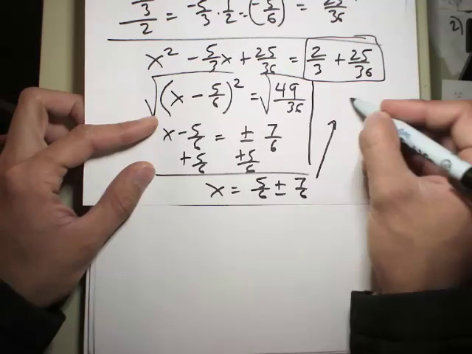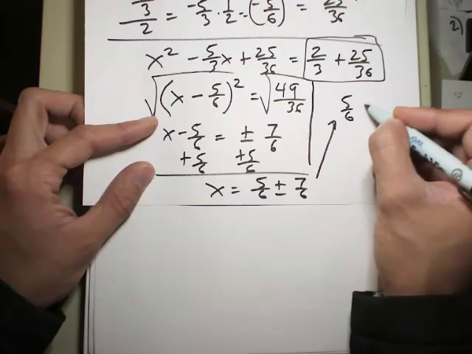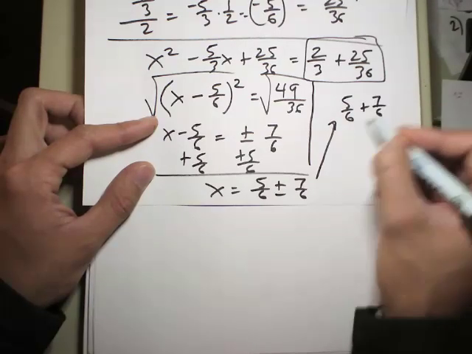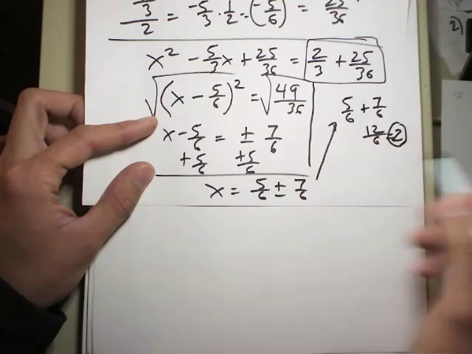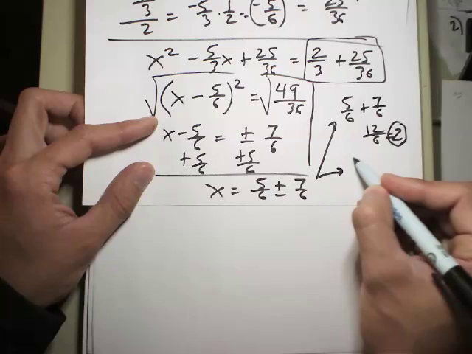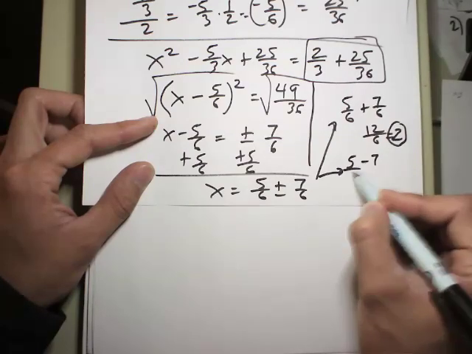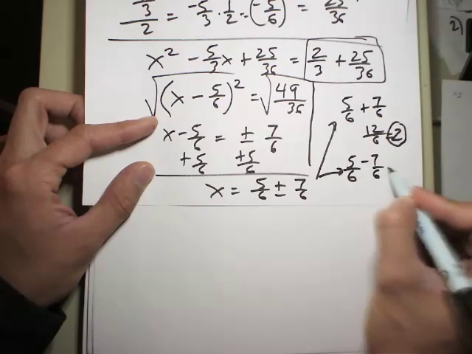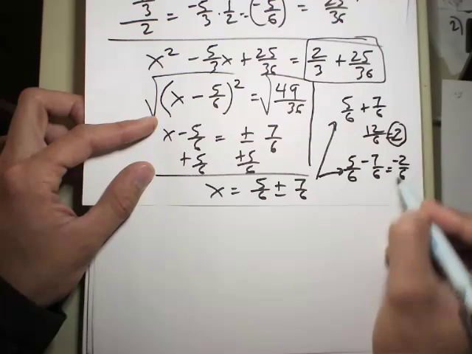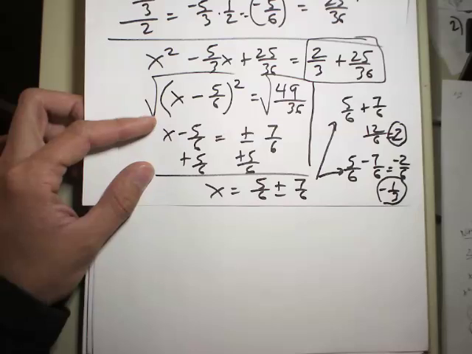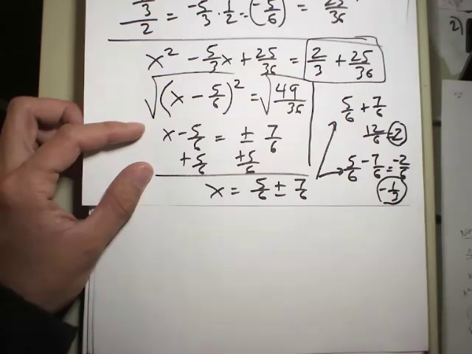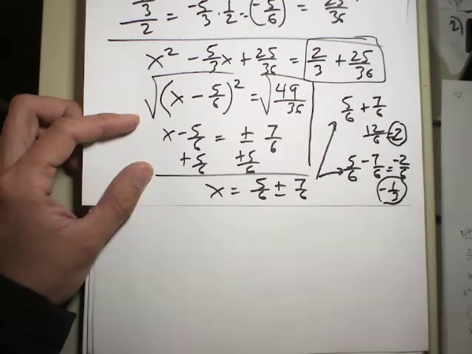Here's the positive case. 5/6 plus 7/6 ends up being 12 over 6 or 2. So that's one possible answer. The other case is the minus case. So it's 5/6 minus 7/6, which ends up being negative 2/6 or negative 1/3. So you have two possible answers for your x, and that's how you conclude this problem.